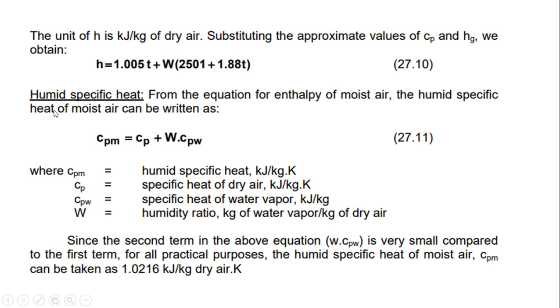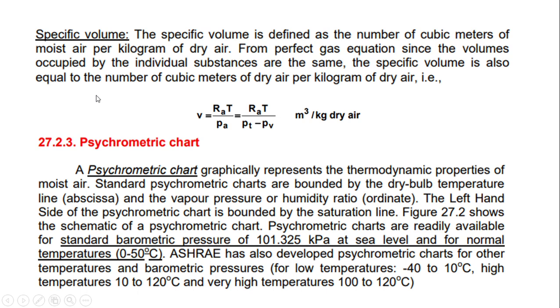Okay, next one, humid specific heat. From the equation of enthalpy of moist air, the humid specific heat of moist air can be written as Cpm equal to Cp plus W into Cpw. Next we are going to the specific volume. Specific volume is defined as the number of cubic meters of moist air per kilogram of dry air, meter cube per kg.